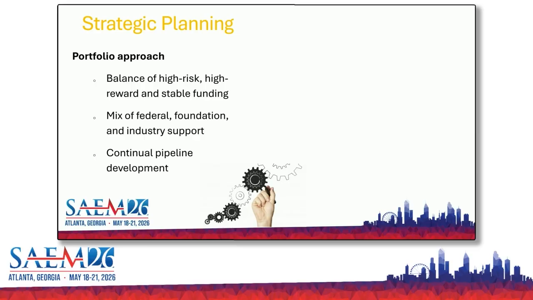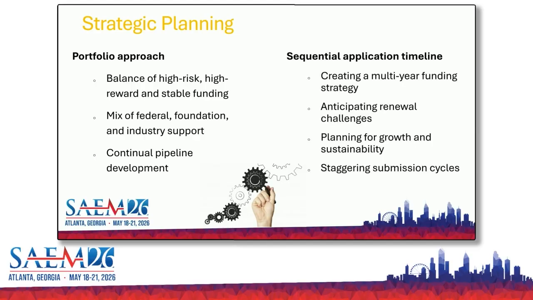I think there are two types of approaches: a portfolio approach and a sequential application approach. The portfolio approach is building a strong portfolio. Basically, keep doing things in one area, building a portfolio, and balancing high-risk funding with stable funding. Try to get a mix of federal, foundation, and industrial support, and continue pipeline development. So going in one direction, straightforward in one pipeline, keep applying and moving forward, and also doing a sequential application timeline. Create a timeline that is sequential, rather than doing one large grant and sitting on your laurels. The moment you get one grant, start moving towards the next and anticipate what is going to happen with the next grant.